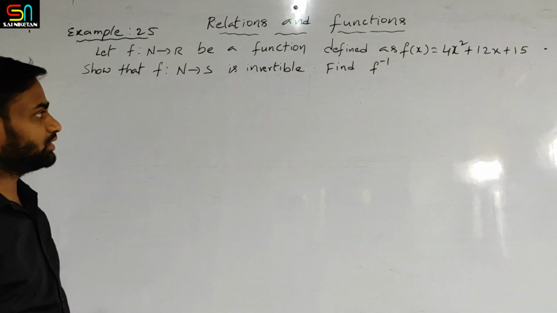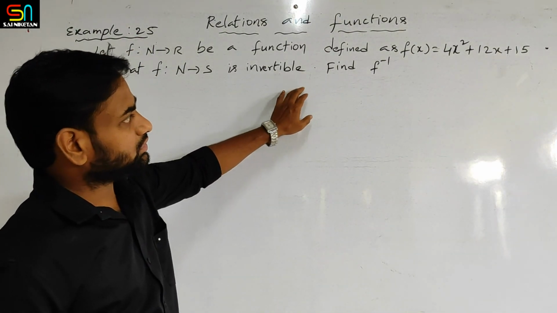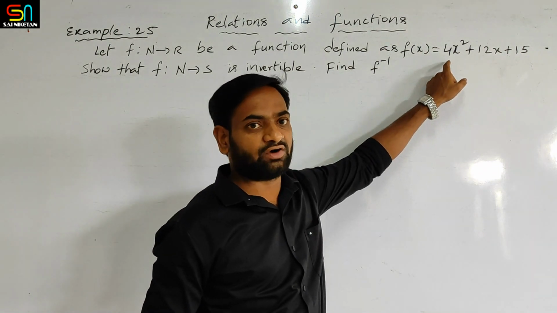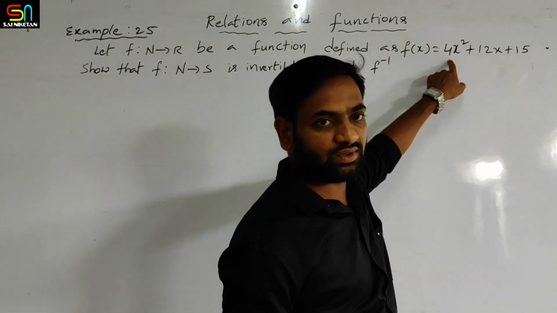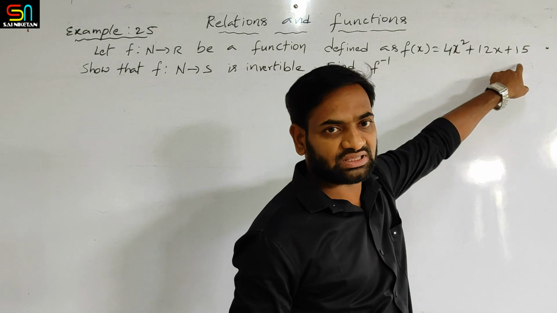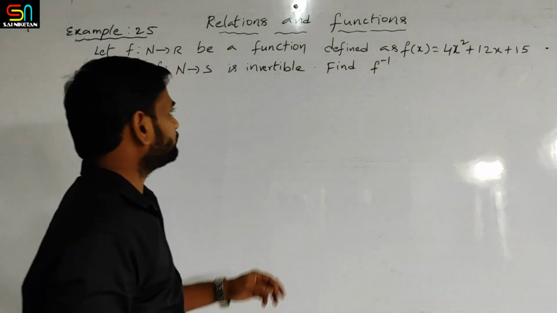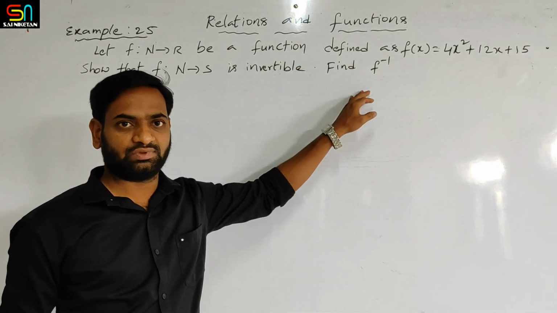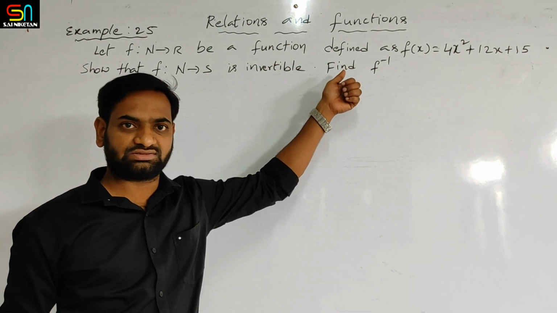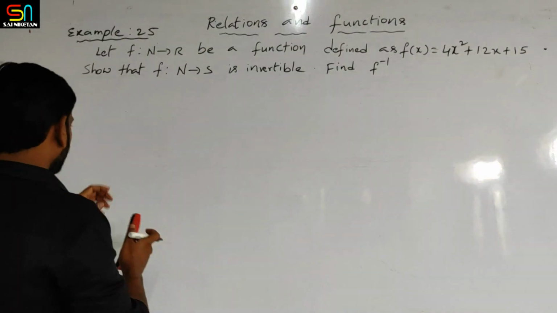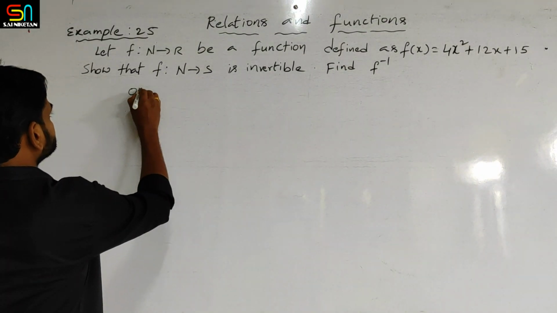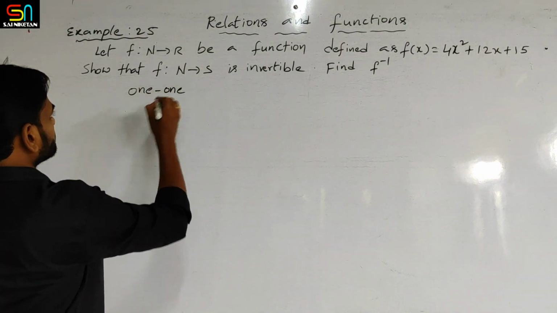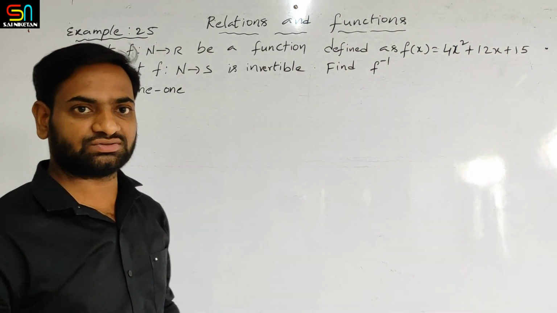Number 25. In this problem, we are given f of x. f of x is 4x square plus 12x plus 15. Now we have to show this f of x is invertible and we have to find the f inverse. That's why first I am checking one-one. Why am I checking one-one first?